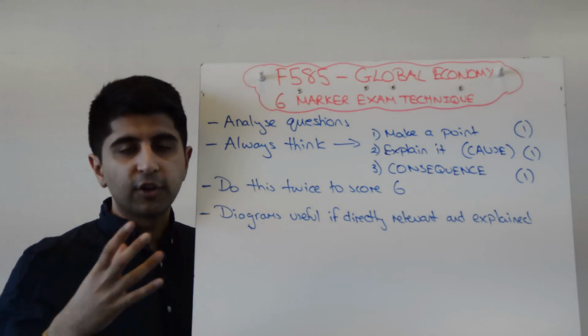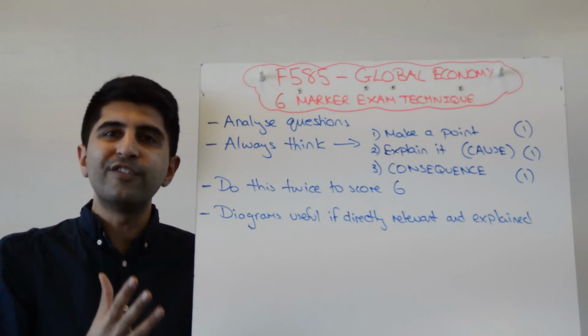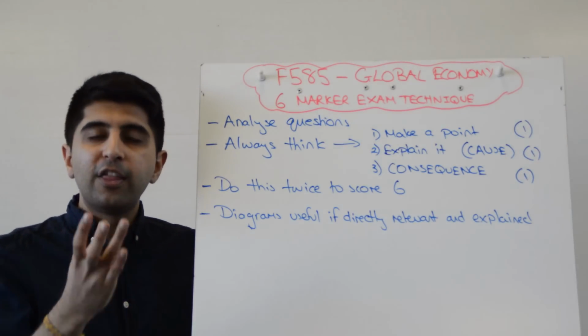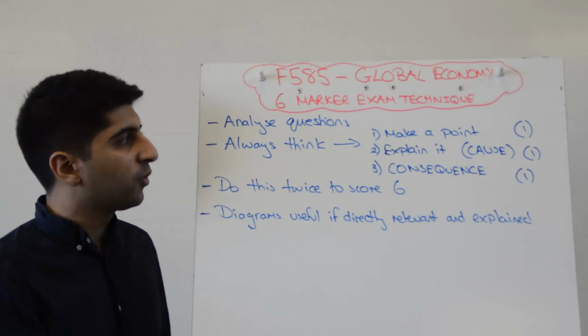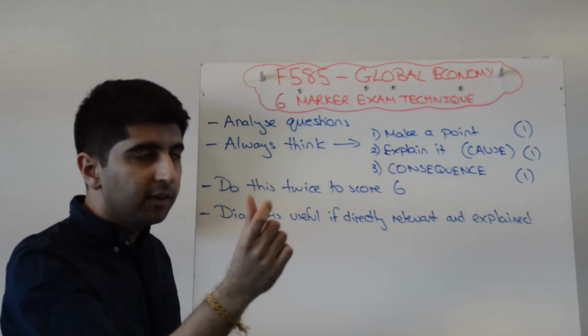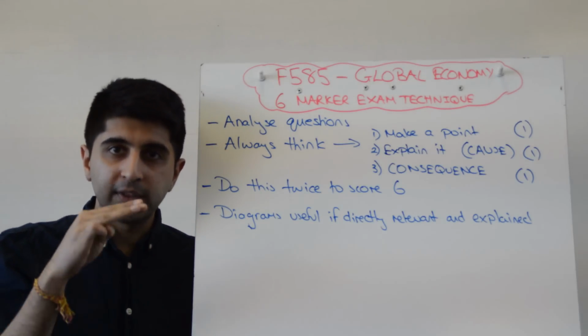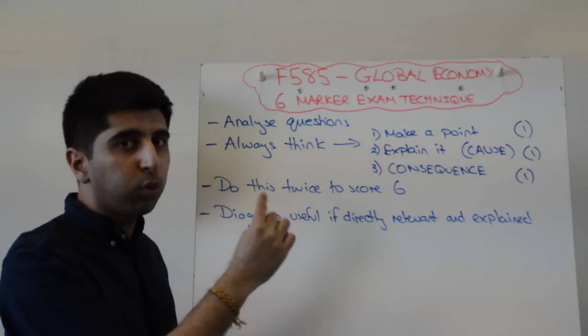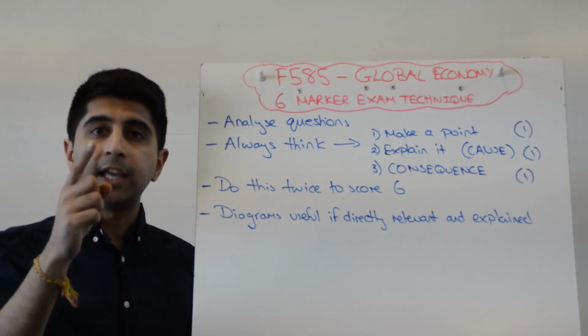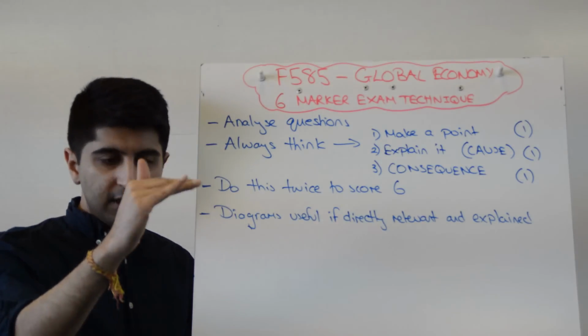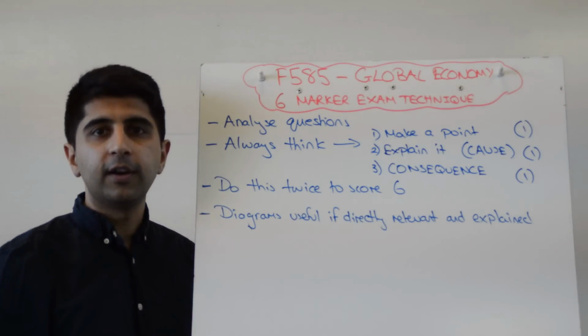The third mark is for consequence. What's the consequence of this cost occurring? That is your third mark. So if you think of making a point, then you write a cause and a consequence, you're going to get your 3 marks for that 1 point. Therefore, doing this twice in a 6-marker is going to get you your 6 marks. So just think point, cause, consequence. Alright, that's what we're looking for.